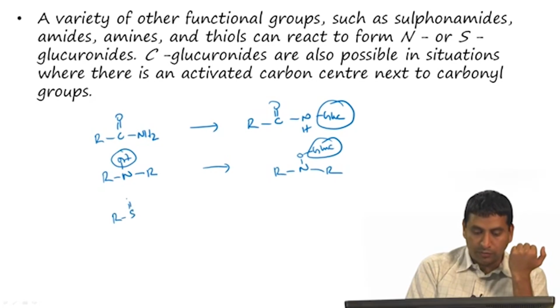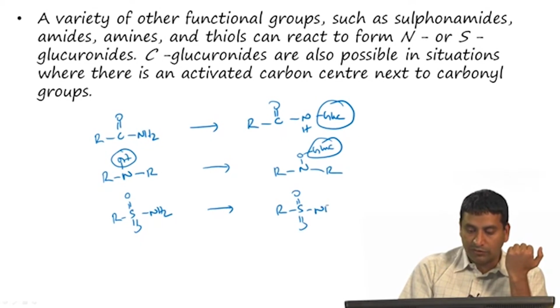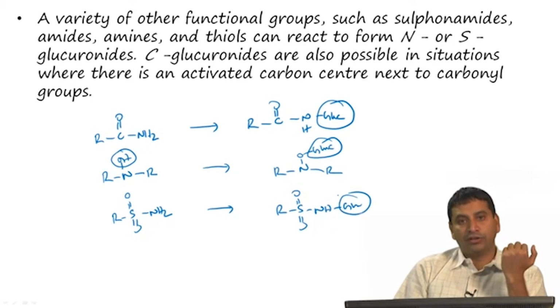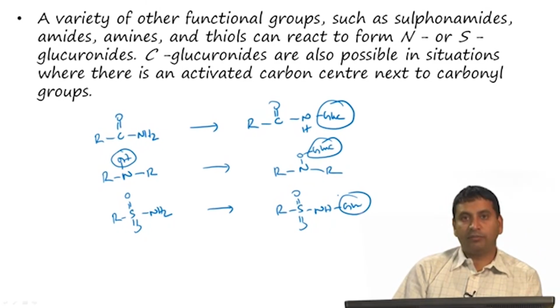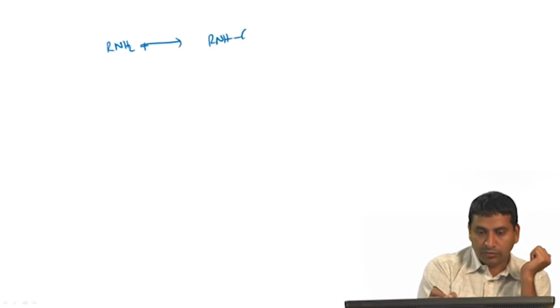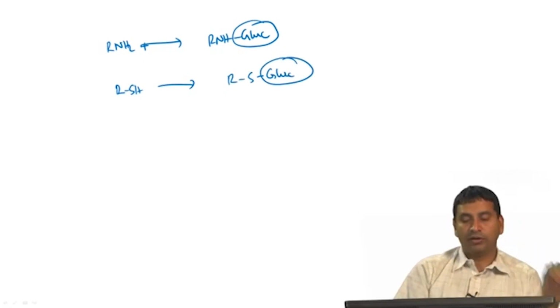So, R-S(=O)-NH2 can give you R-S(=O)-NH-glucuronide. So, these are again some examples of how nitrogen or oxygen based glucuronides can be formed. You can also have an amine reacting to give you R-NH-GLUC. Other examples are thiols to give you R-S-GLUC and so on, right.